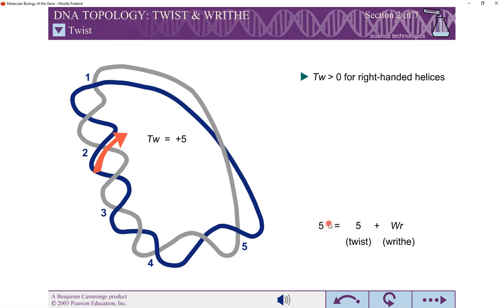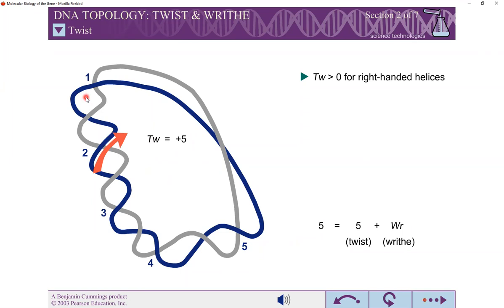Here the linking number is also positive in nature. Twist number is greater than 0 for a right-handed DNA helix. It is greater than 0 if you are going to form a positive twist number. If you form a positive twist number, then such a DNA molecule will be referred to as a positively supercoiled DNA molecule, because it has a plus 5 linking number, which can be visualized here.